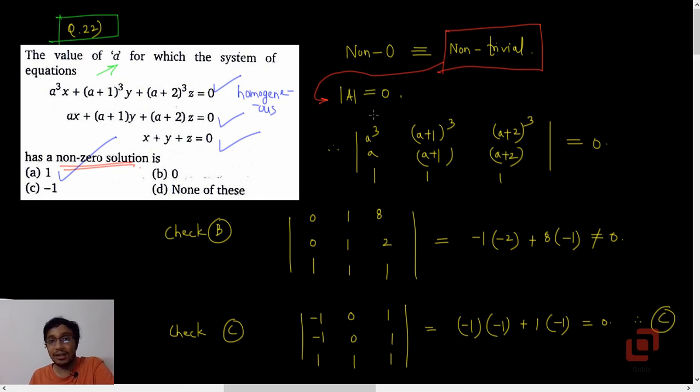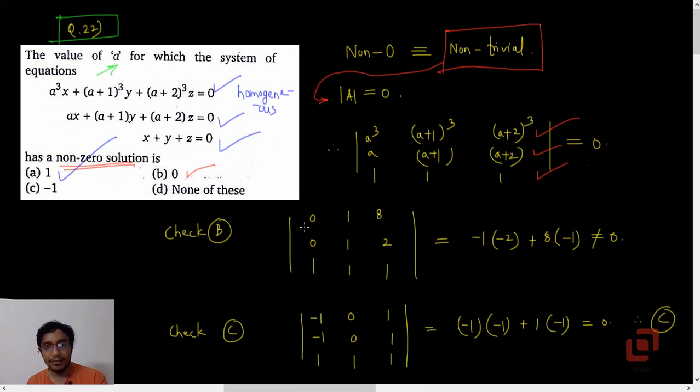Now this is a determinant problem based on the properties of the determinants. What is the coefficient matrix? A cube, A plus 1 cube, A plus 2 cube; A, A plus 1, A plus 2; 1, 1, 1. What I have done is I have just checked the options. I have not gone into the expansion of this determinant. Even if you use the properties of the determinants, it's going to take a lot of time. So just check the options. The most convenient option is 0. So check if substituting A equal to 0 gives you the determinant as 0.